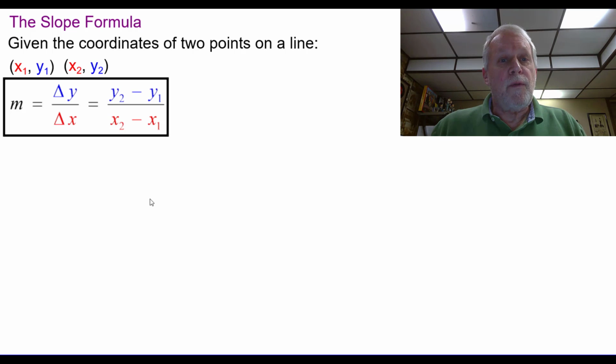Recall this is the slope formula given the coordinates of 2 points on a line, x sub 1 comma y sub 1, x sub 2 comma y sub 2. Slope is the change in y over the change in x, which is found by subtracting the y's over subtracting the x's in the same order. Press pause as needed anytime during this video.